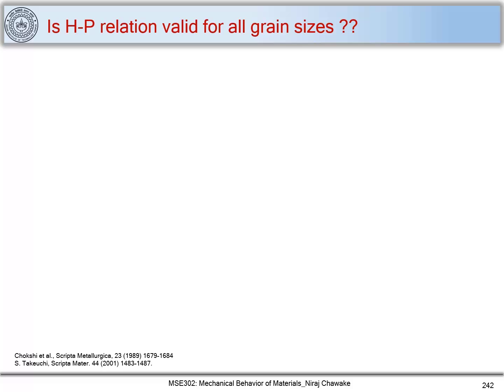Now there is an important question. Is the Hall-Petch relation valid for all grain sizes? The answer is no, it's not valid. We have this relation, but can the grain size take any value? Can it go from nanometers to millimeters? What is the limit on this grain size refinement? So let's understand this. As I mentioned, the Hall-Petch relation is not valid for all grain sizes. Now let's look at this in more detail.